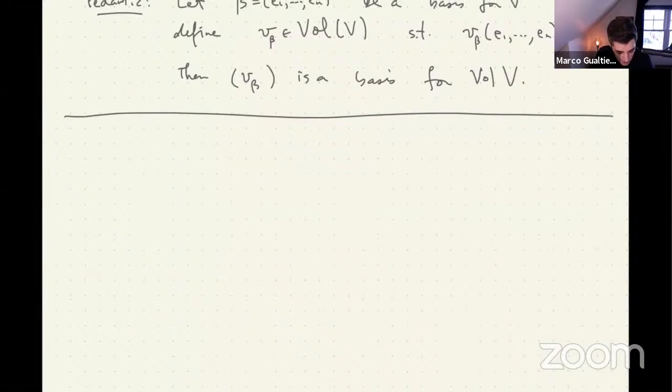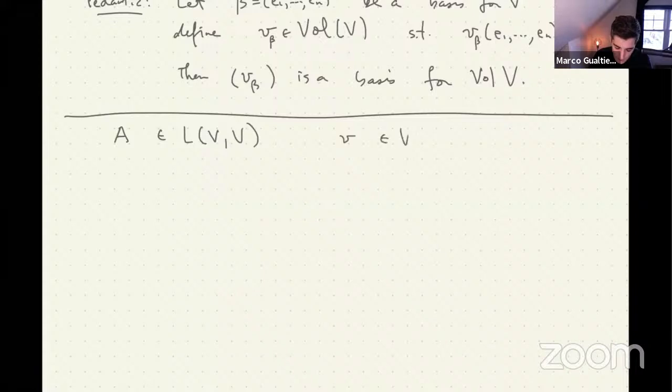So let's bring in an operator. Let's suppose that A is an operator on V, and V is a volume on V. Okay, now I can ask the following question. How does this operator on V, which we've been studying for such a long time now, affect the volumes of things?